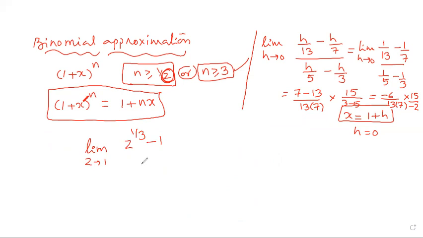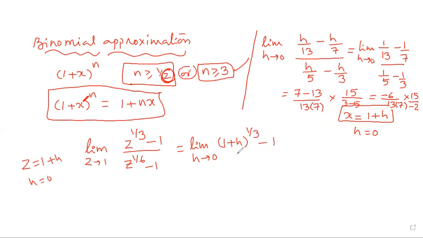Right, correct. The limit: z to the power of 1/3 minus 1, over z to the power of 1/6 minus 1. I will put z equal to 1 plus h, where h is always tending to 0. So the limit as h tends to 0 of (1 plus h) to the power of 1/3 minus 1, divided by (1 plus h) to the power of 1/6 minus 1.